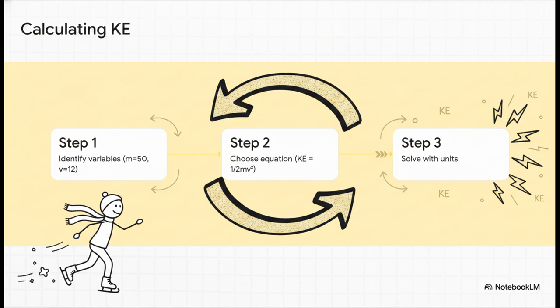Step 2, we choose our equation. Since the skater is moving, we definitely want kinetic energy. So KE equals 1/2 mv squared. Step 3, we just solve it.